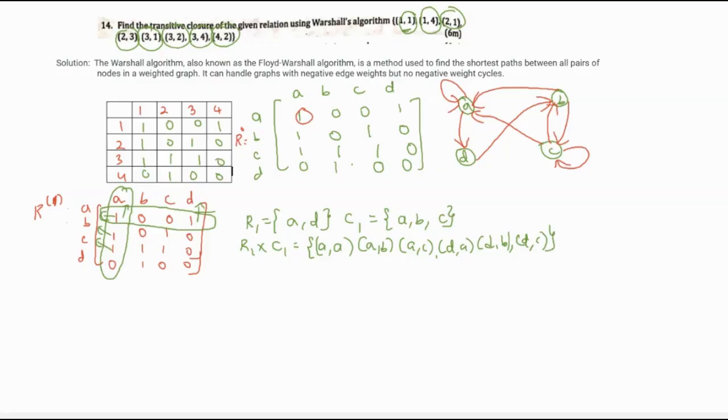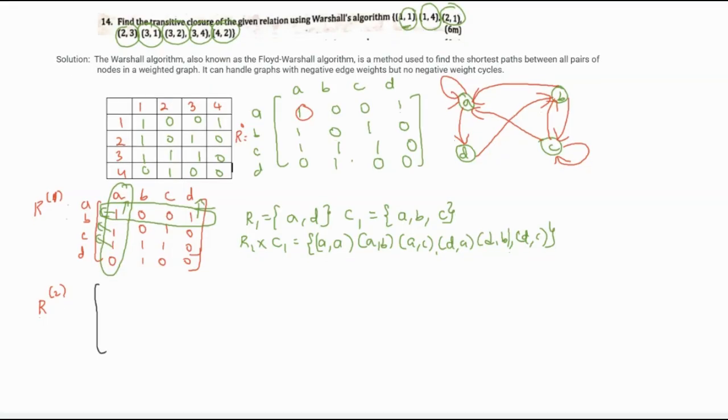So now, what are the elements we got? New elements. We will write them in R2, that will be operation 2. Here it is A, B, C, D. First you write down what is there: A and A is 1, A and B is 1, A and C is 1. Then D and A is 1, D and B is 1, and D and C is 1.